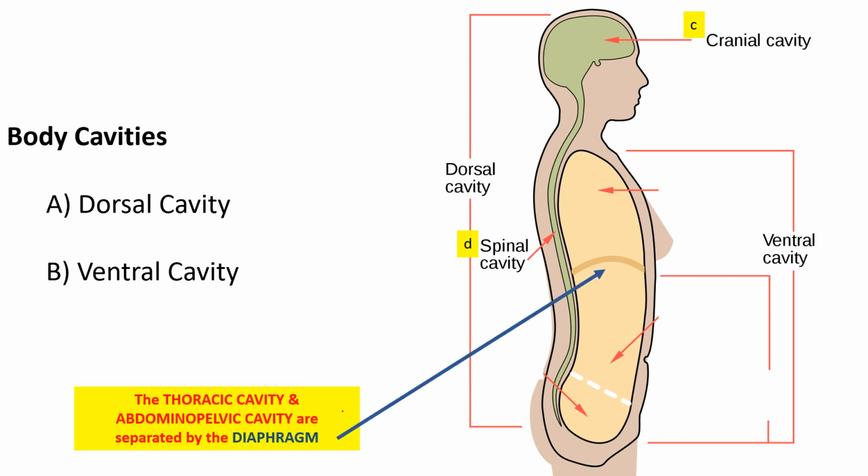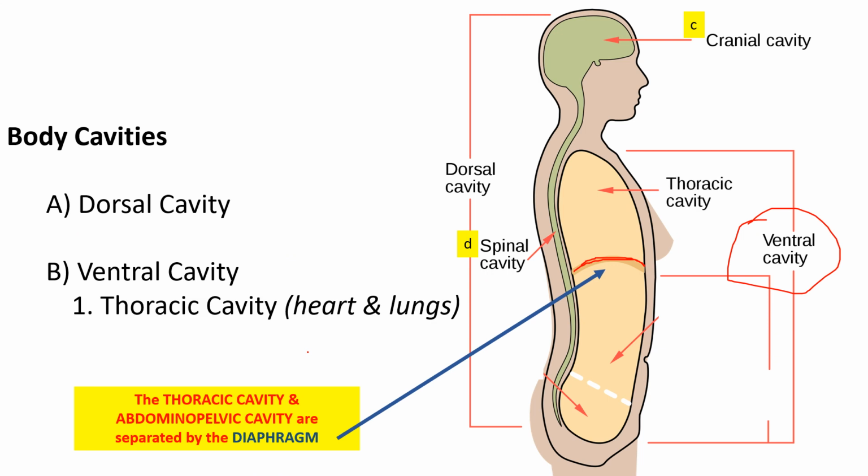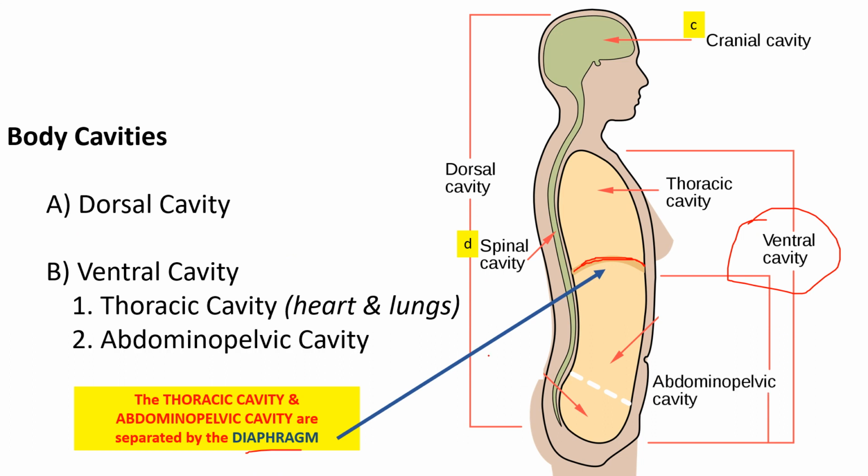Now, let's take a look at the ventral cavity. The ventral cavity is divided by this physical barrier right here. It's a little bit darker beige, right? It's called the diaphragm. The diaphragm divides the ventral cavity into the upper thoracic cavity and the lower abdominopelvic cavity. On your handout, the thoracic cavity is labeled letter E, and the abdominopelvic cavity is going to be labeled letter F.